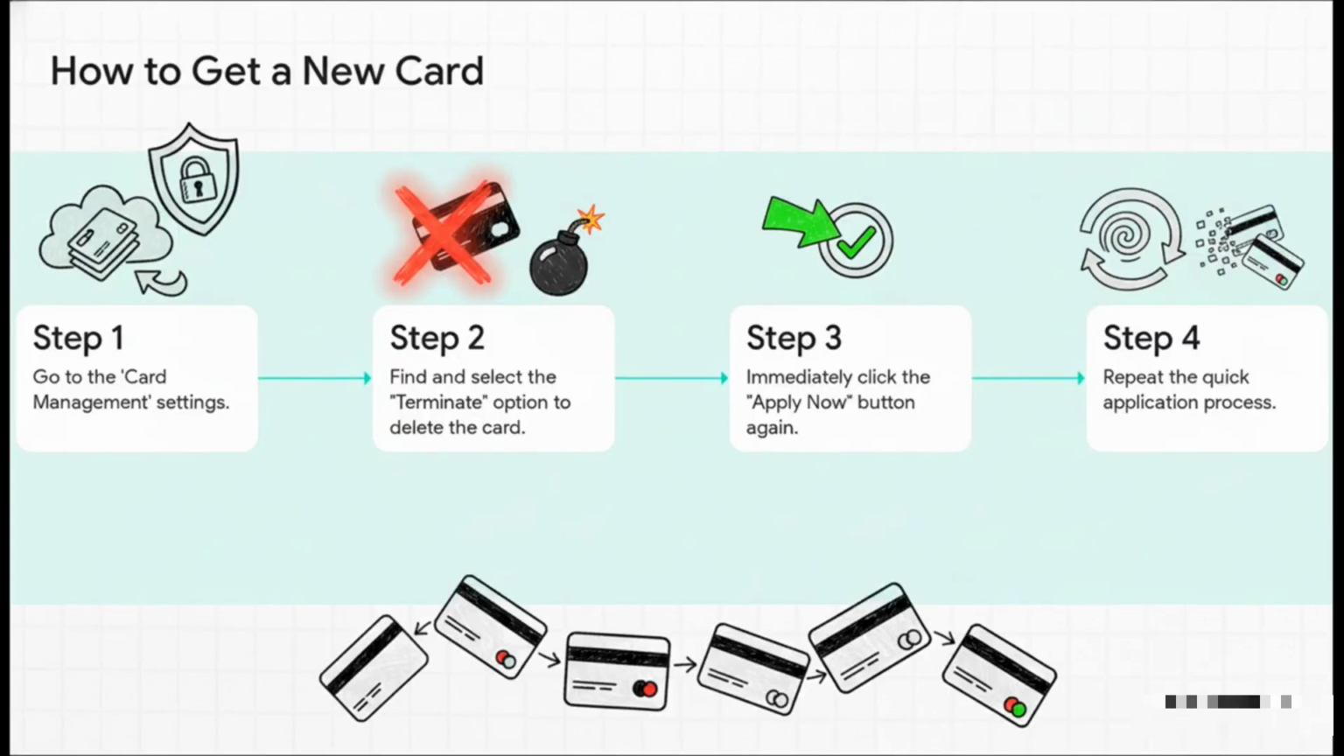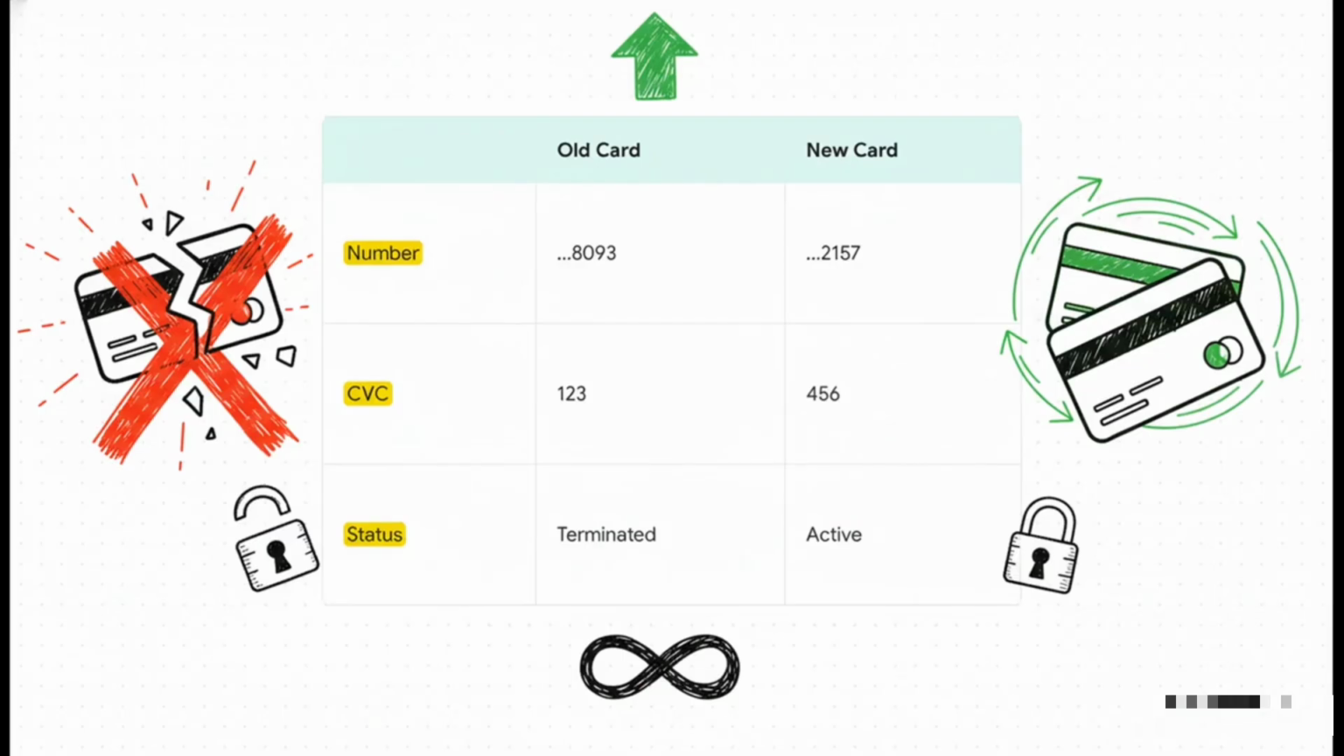So to do this, you just head over to your card management settings. You'll see an option to terminate the card. The second it's gone, that Apply Now button pops right back up. You just click it and run through that same super quick application again. And what do you get? A totally new active card with a different number, a different CVC. Everything is new. The old card is gone, totally useless. So you've got a fresh, secure way to pay every single time you need it.